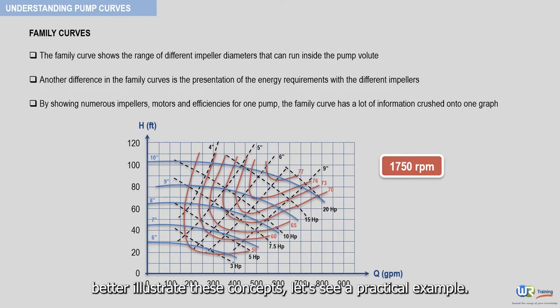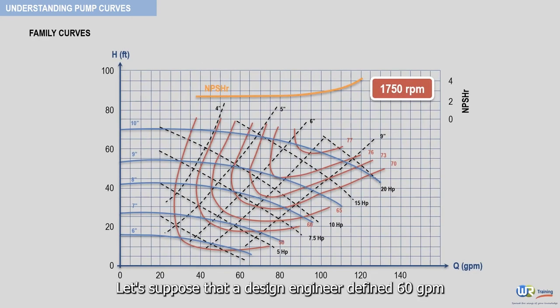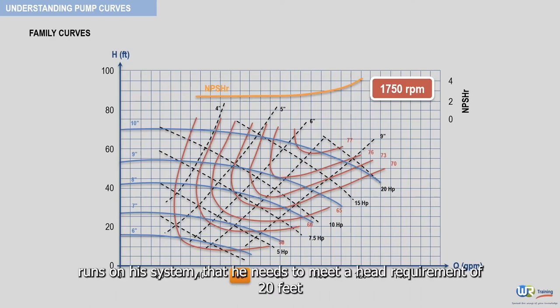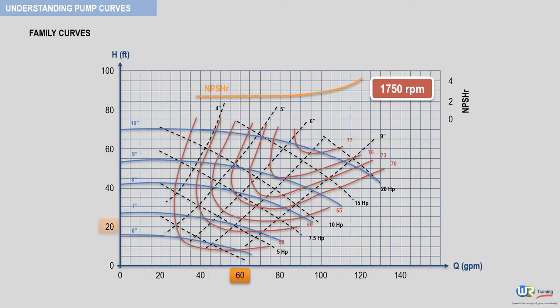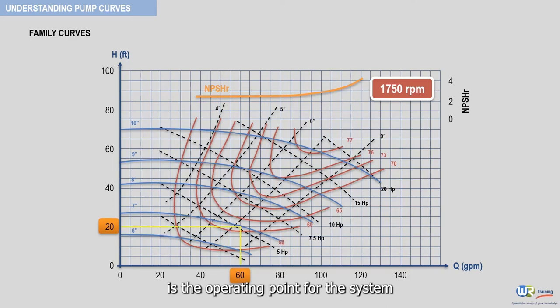Now, to better illustrate these concepts, let's see a practical example. Let's suppose that a design engineer defined 60 GPM as the flow rate needed for a given process system. He estimated, based on the most pressure drop intensive runs on his system, that he needs to meet a head requirement of 20 feet. Based on this input, this means that the point highlighted here is the operating point for the system.